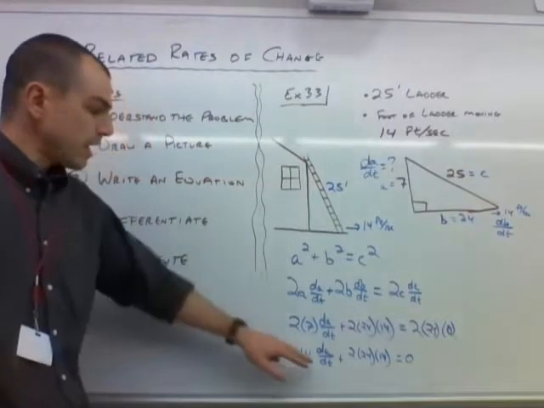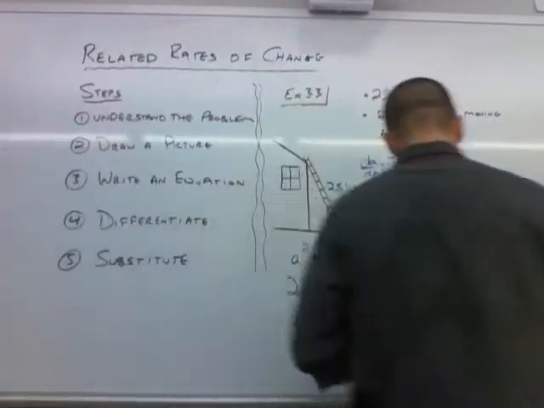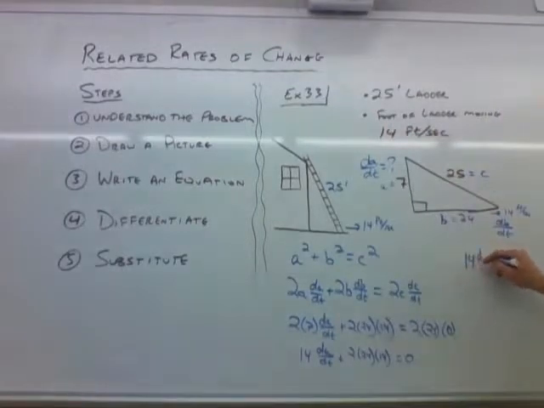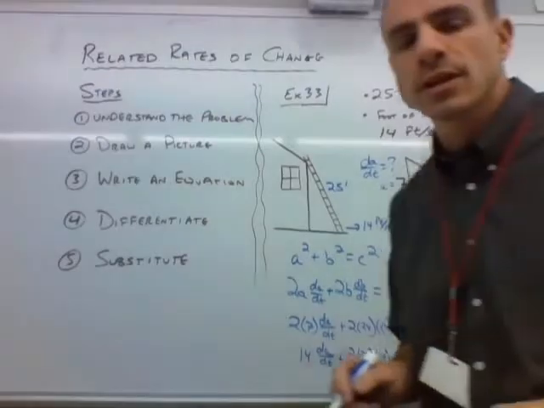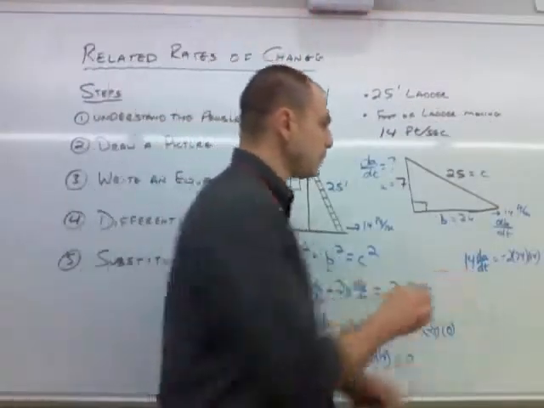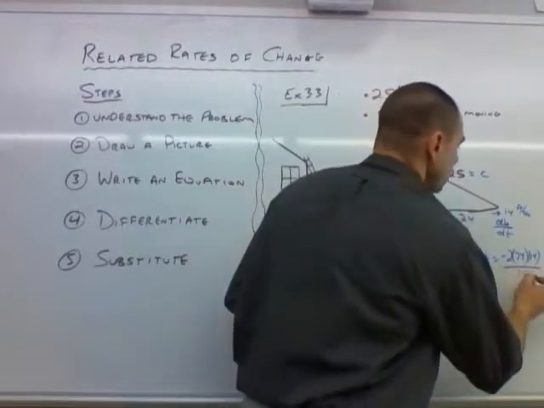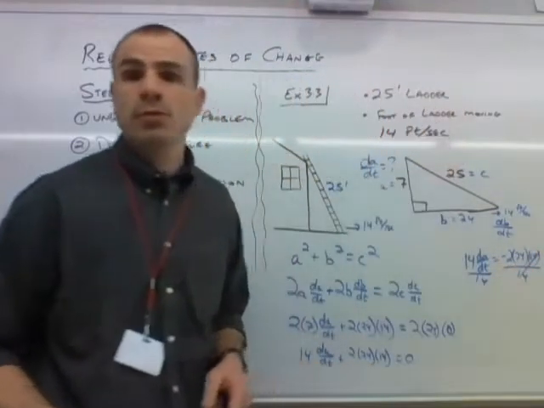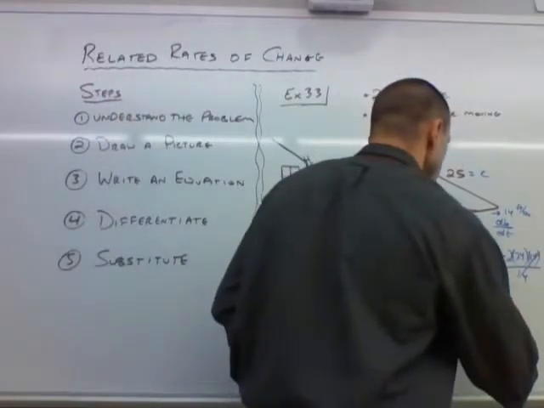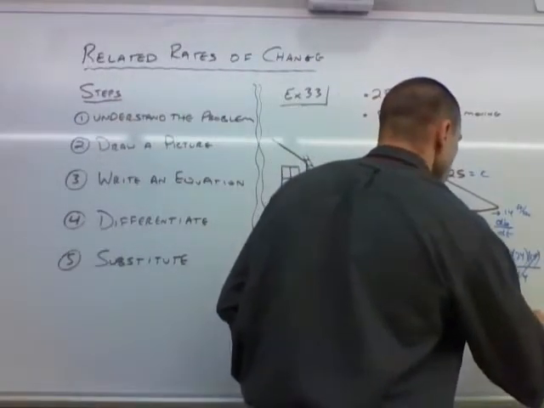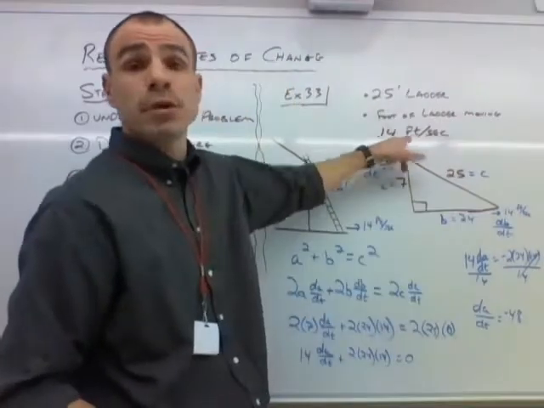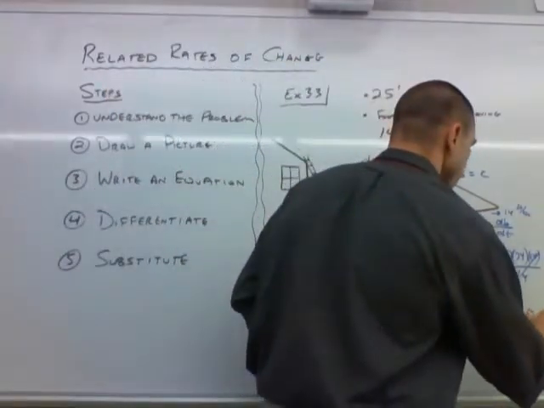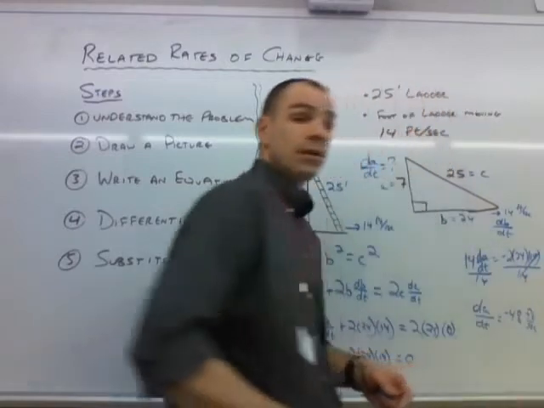Okay. So we can now get dA/dt all by itself. We know that 14 dA/dt is equal to negative 2 times 24 times 14 if we just subtract that value from both sides. Okay, and if we divide by 14, all right, then we see the 14s cancel out. We're left with negative 2 times 24. So we can see that dA/dt is negative 48, and we're dealing with feet per second. So the top of the ladder is coming down at 48 feet per second, which is awfully fast.